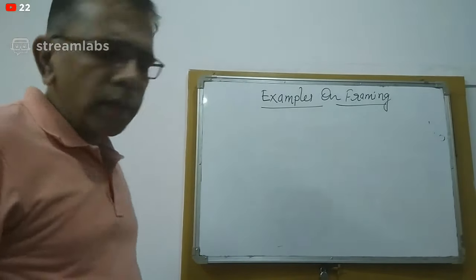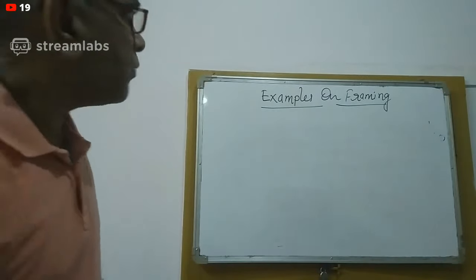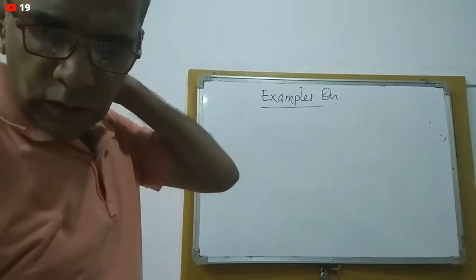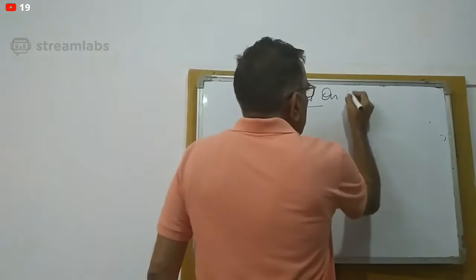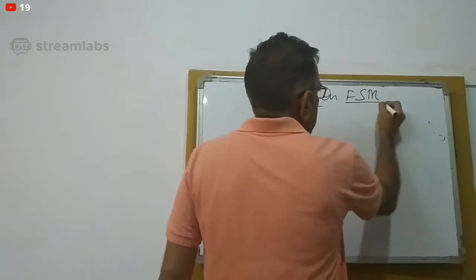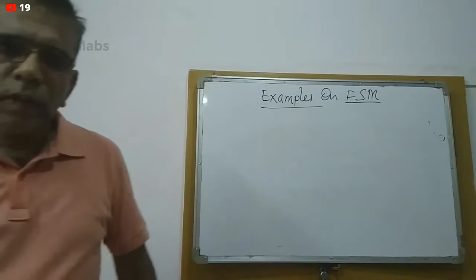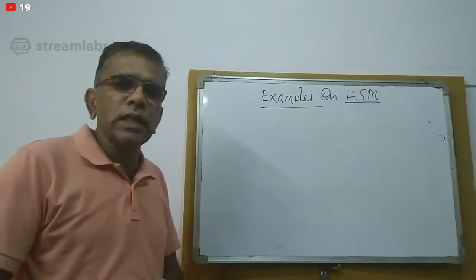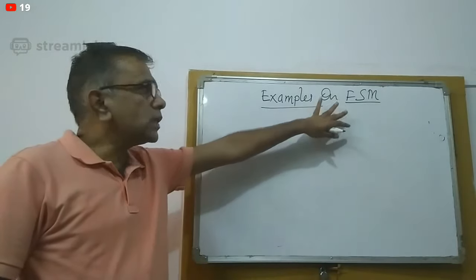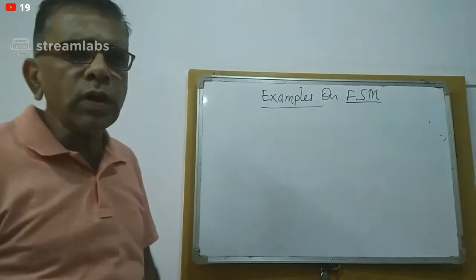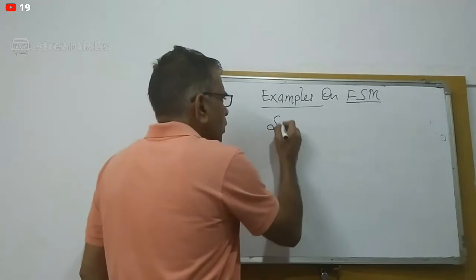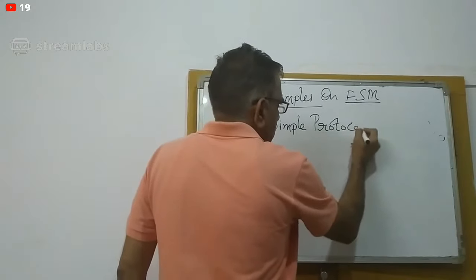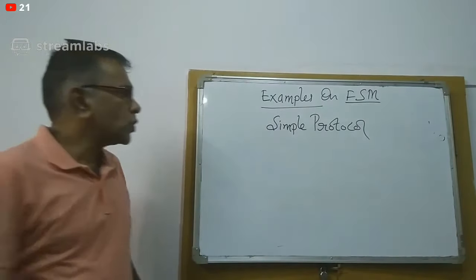So now we'll move to examples on FSM. We'll discuss a few examples which are connected with finite state machines. In one of my previous videos I discussed this FSM, and under this title I discussed two protocols. One is the simple protocol and the second one is the stop and wait protocol.